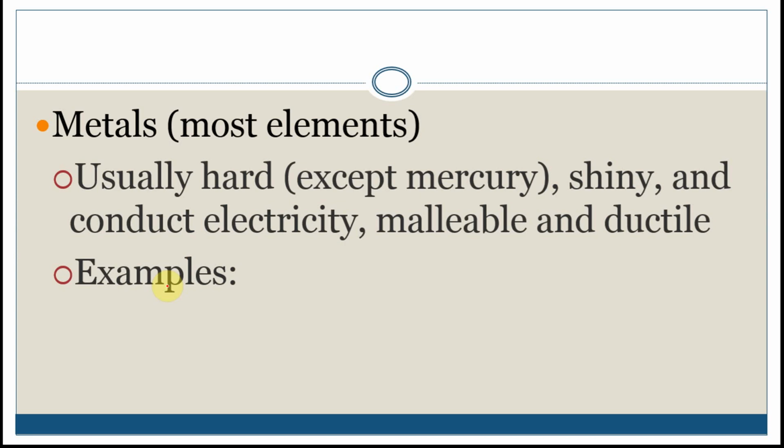Some examples. Anybody, what are some metals that you've heard of? Bronze is a mixture. It's actually not an element, it's a compound. But yeah, the fact that we discovered it and learned how to use it was one of the first industrial revolutions. Yeah. Lead.